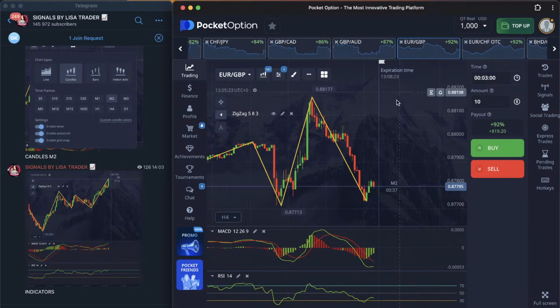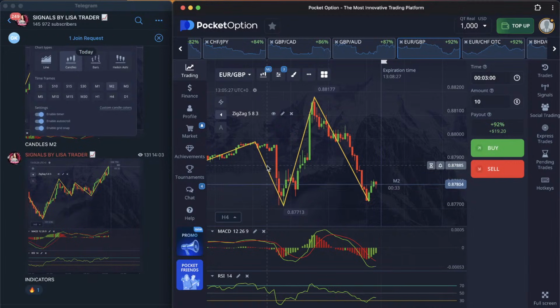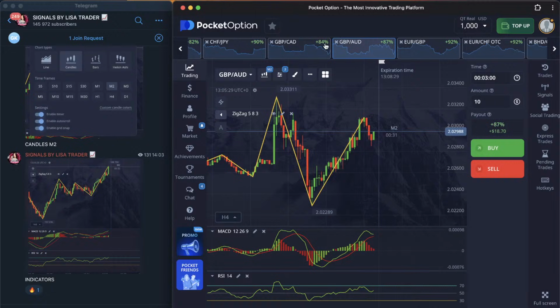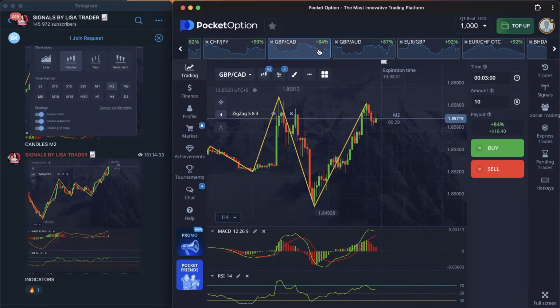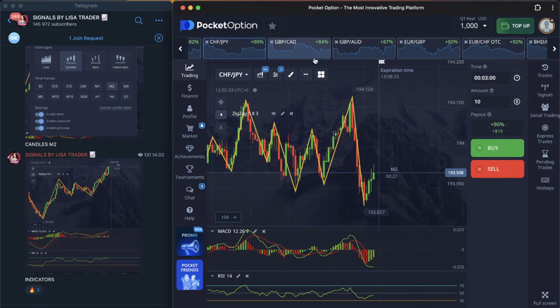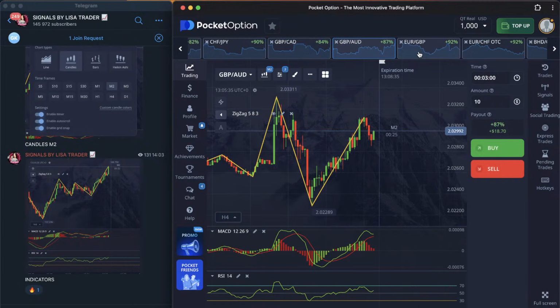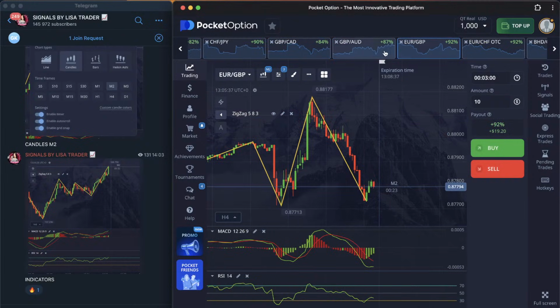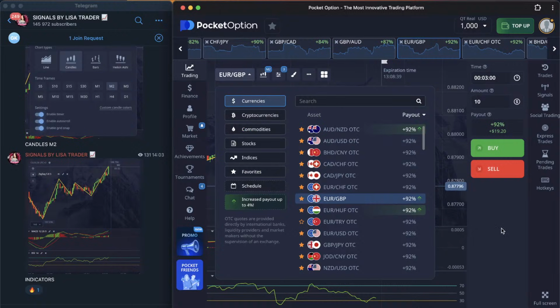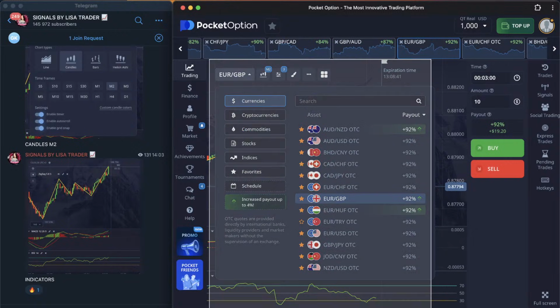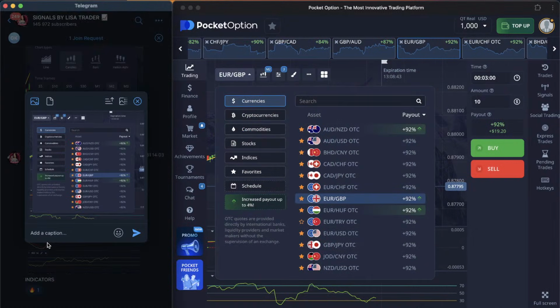And Euro/GBP is pretty good, but we can see some corrective candle here. Here we also have the corrective candle. But okay, we're going to use Euro/GBP.